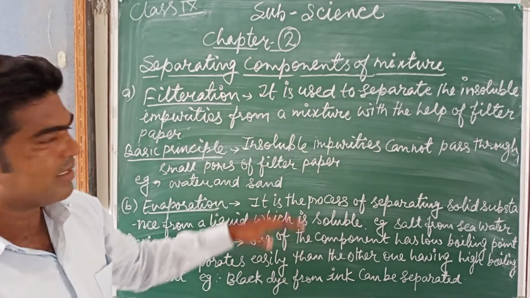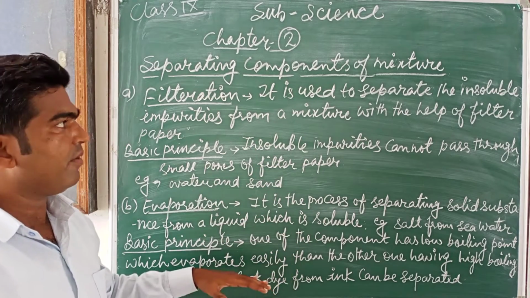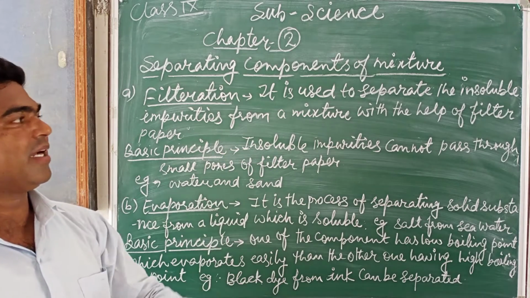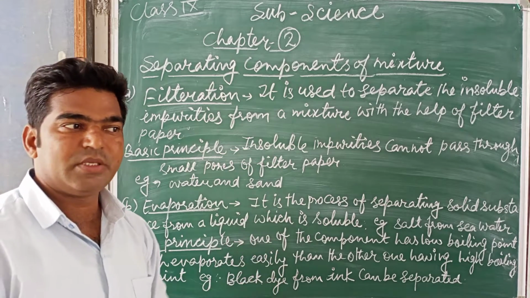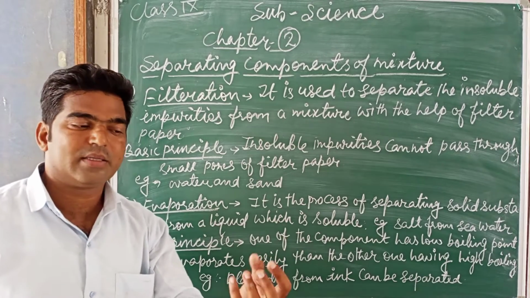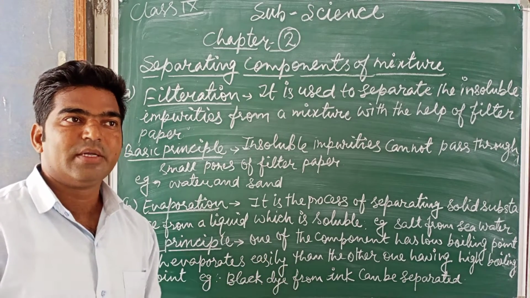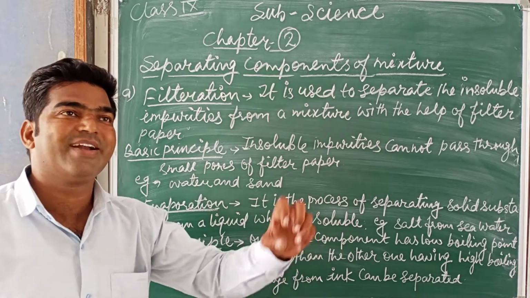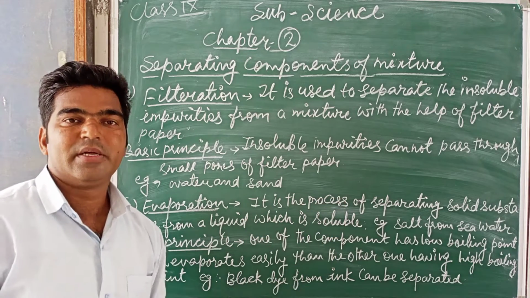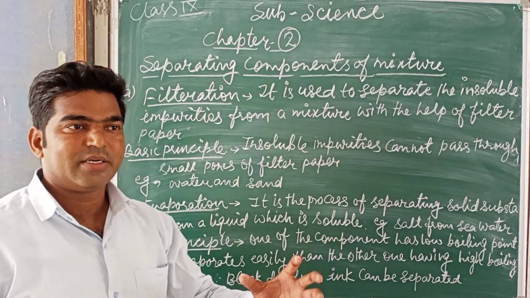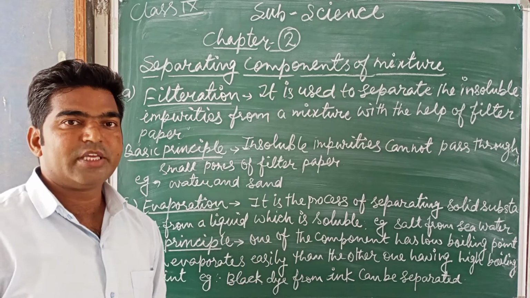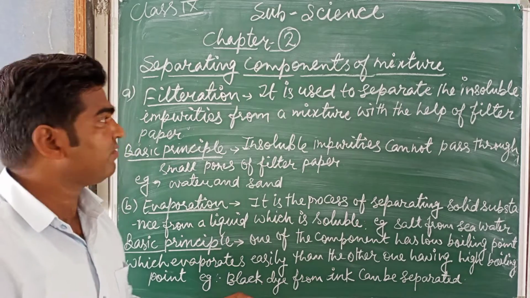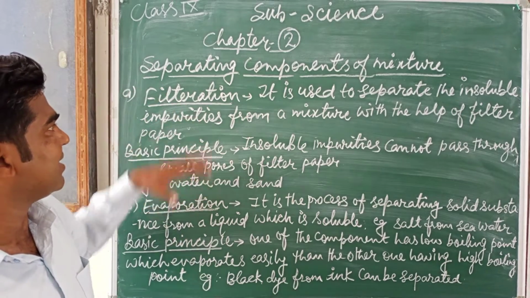Now, in this class, we are discussing how we can separate the components of different mixtures, meaning how we can obtain the different components from given mixtures, whether they are miscible or immiscible, meaning completely mixed or not. So first we are going to start by discussing filtration.